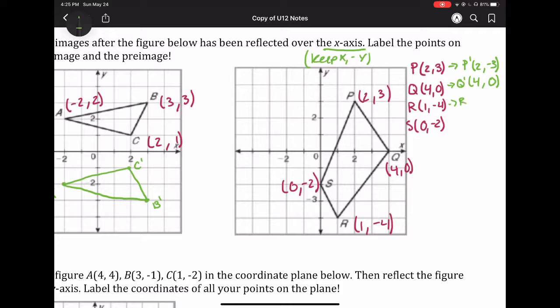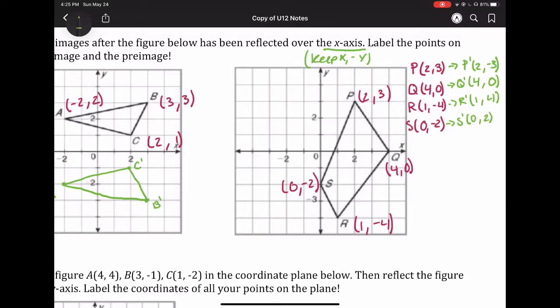My new R, we keep the x, negate the y. It was negative 4, so now it's a positive 4. My new S, 0 stays the same. Negative 2 becomes a positive 2.